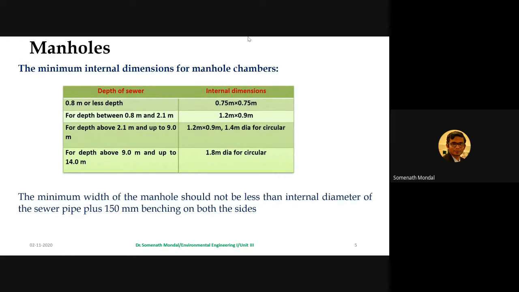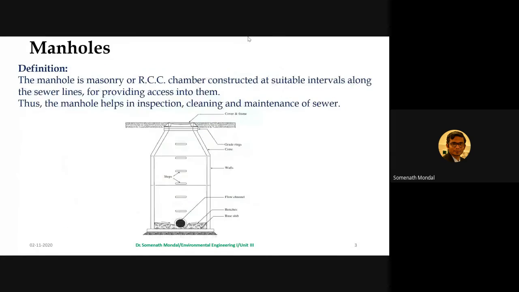So the benching means you can go back to the previous part, and you can see the diameter. So the internal diameter of the sewer pipes, hope all of you are able to see my mouse pointer, and then plus 150 mm benching on both the sides, here 150 mm and here 150 mm. The benching plus the diameter, that would be the minimum width of a manhole, regardless of depth.